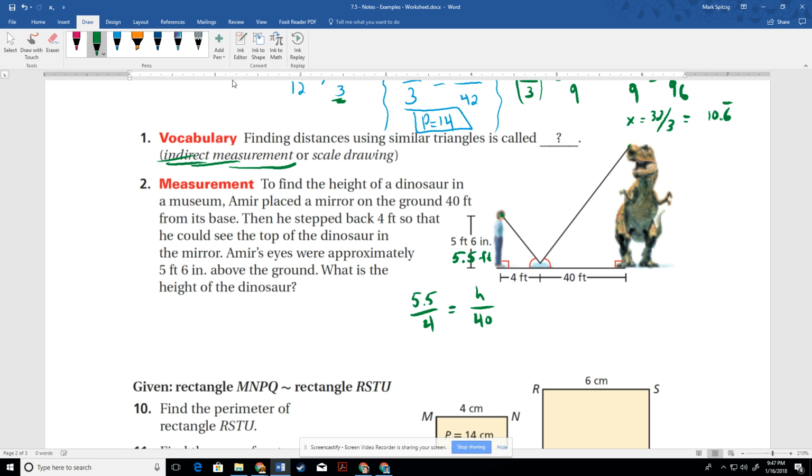So I got 55. All right. And actually, that makes perfect sense. I could have probably done that in my head if you think about it. Right, 5.5 over 4. Well, if I slide the decimal point over, it becomes 40, so I could do the same thing there. But I didn't. All right, so there it is. Height of the dinosaur. Oh, 54 feet. Cool.